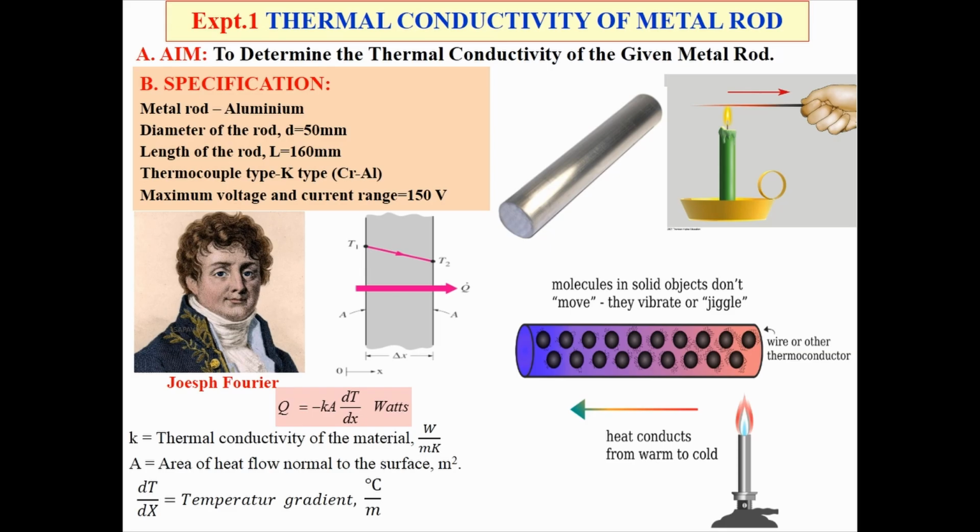Let us start with the first experiment, that is thermal conductivity of a metal rod. The aim is to determine the thermal conductivity of the given metal rod. These are the specifications.